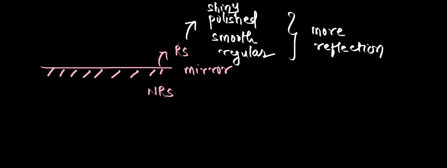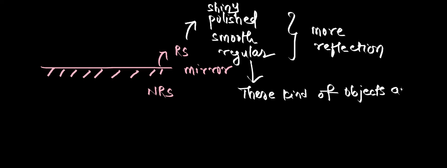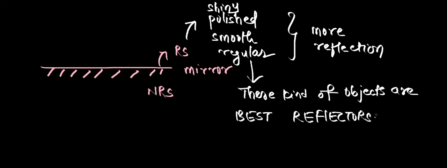Objects which are shiny, polished and smooth are called best reflectors of light. Why is it so? Because they reflect most of the light. Other cases, like irregular objects which are very rough, unpolished and dull in look, are bad reflectors of light. For reflection, which do we generally consider better, best reflectors or bad reflectors? Best reflectors are better.